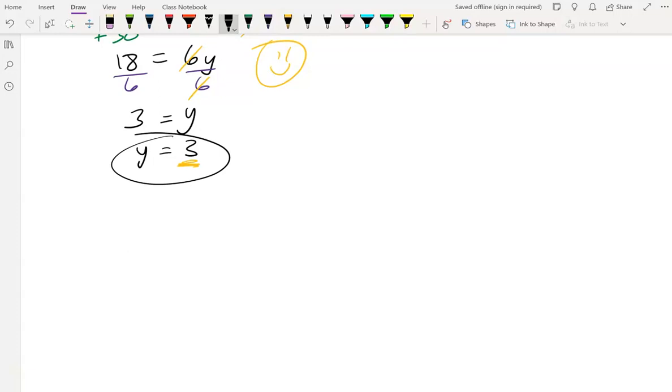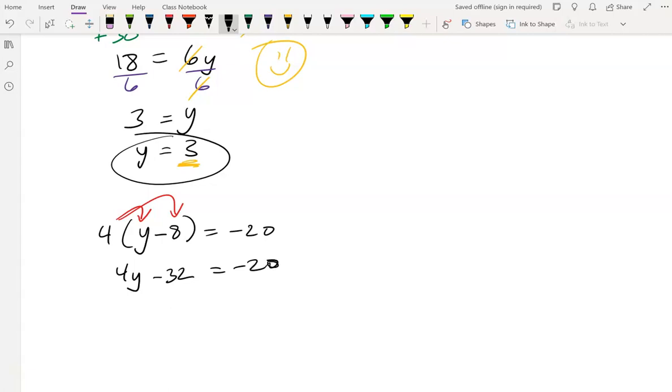We want to make sure that we're good at this. 4 multiplied by y minus 8 equals negative 20. All right, I'm going to use my distribution skills. 4 times y, that's 4y. And 4 times negative 8, that's negative 32 equals negative 20. I see subtraction happening here. I have to undo that subtraction by adding 32.